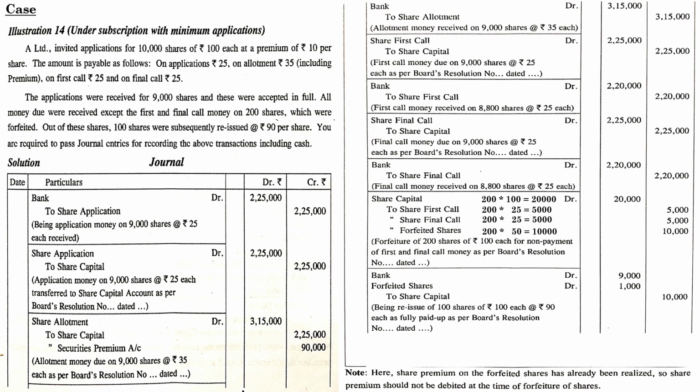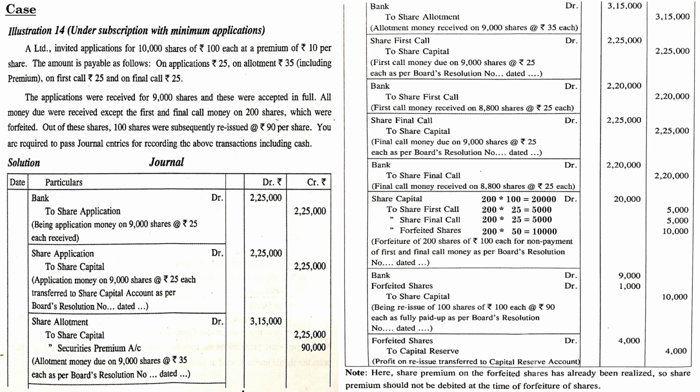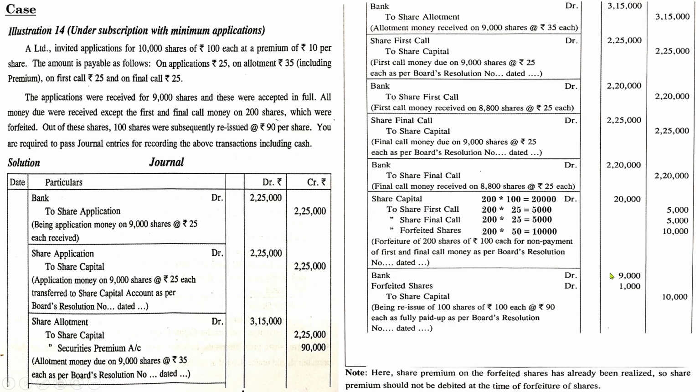Here, 100 shares at rupees 90 per share. See, 100 shares are subsequently reissued for 90 per share, so total 9,000. So bank account debtor 9,000, 90 into 100. Next one, forfeiture. Here we actually show the discount on reissue.